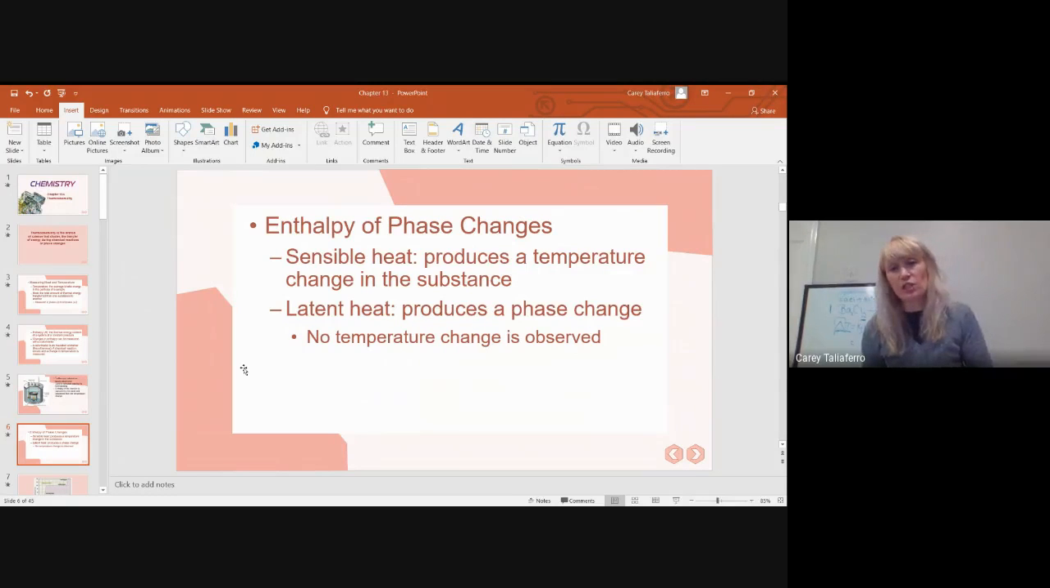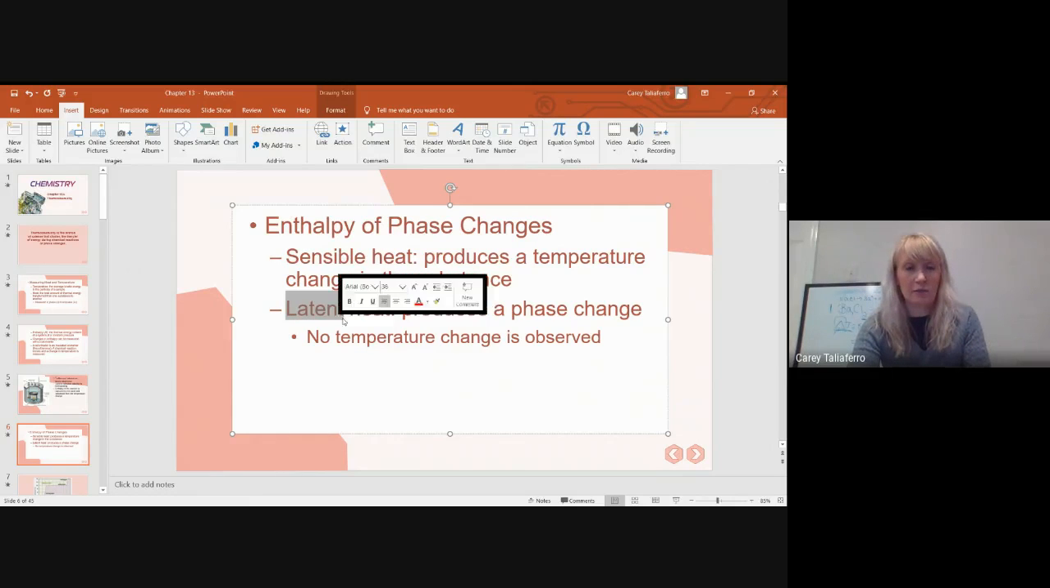Now, sometimes we don't have a chemical reaction. Sometimes it's just phase changes. So there are two types of heat when we talk about phase changes. You have something called sensible heat, all right, and we measure latent heat. Now, here's why. With sensible heat, you're noticing a temperature change. Latent heat just produces the phase change. Now, latent means it's steady. So when you're in the process of a phase change, the temperature of the substance does not change.